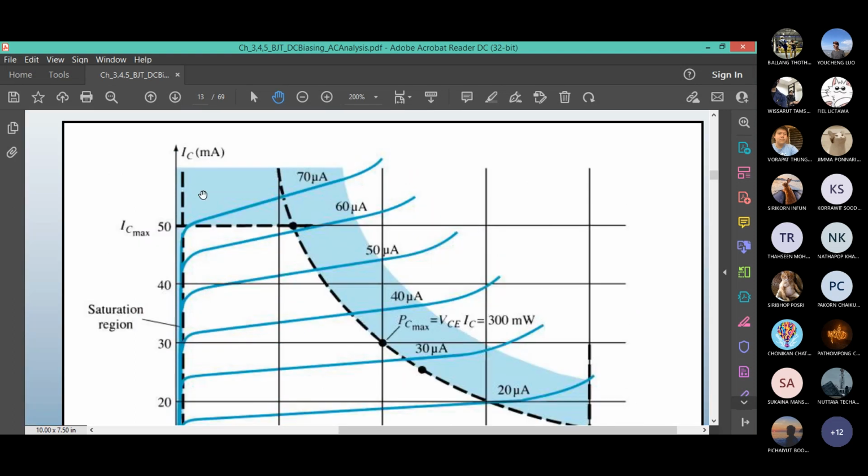Otherwise, what happens if you go to the shaded blue area? In that area, you are trying to dissipate more heat than is designed, then you will damage or destroy the BJT. That's the limit of operation.